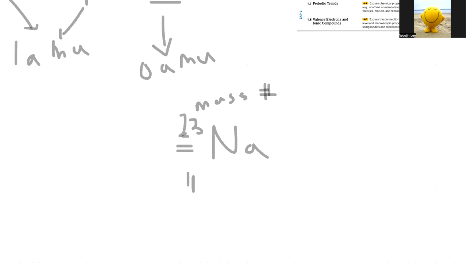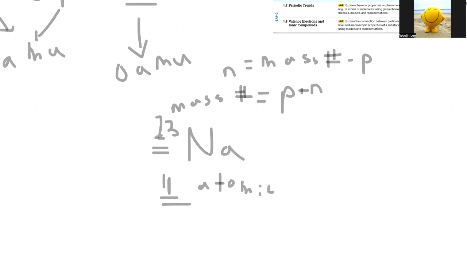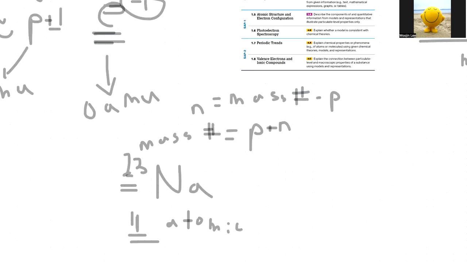And the number on the bottom, that's the atomic number. And the mass number is just the number of protons plus the number of neutrons. You can manipulate this equation to get the number of neutrons, which is the mass number minus the number of protons. This equation is derived because electrons have no mass, so the only mass in that atom is in the nucleus, which is just the number of protons and number of neutrons, because again, it's just one AMU for both.